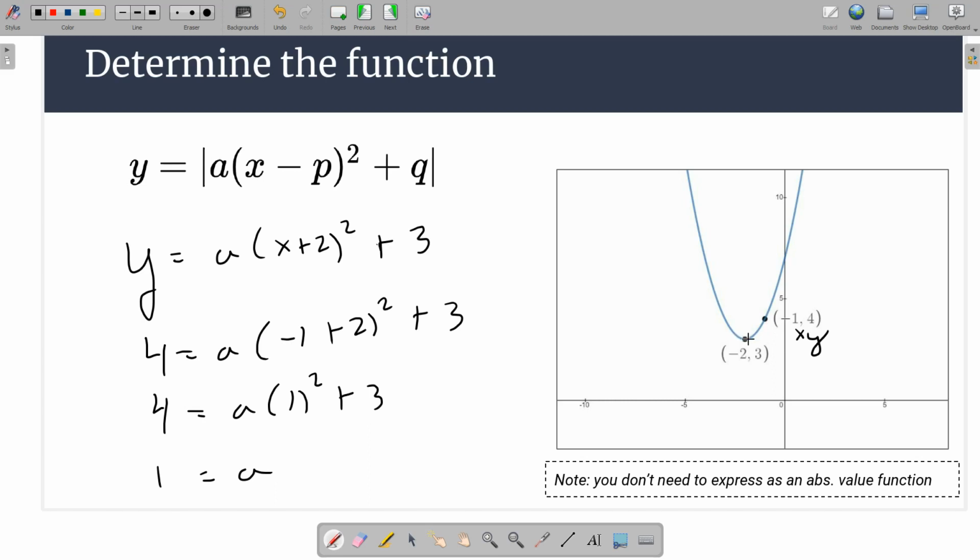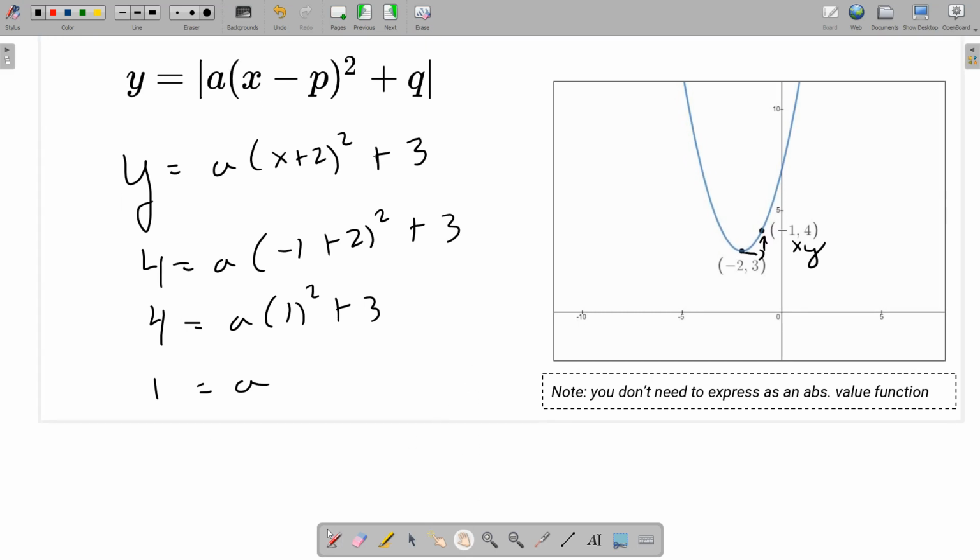And I probably could have seen that just by seeing, hey, they go over 1, up 1. Probably much an easier way to figure out my a. But I could literally just take this then. So y is equal to (x + 2) squared plus 3, and just plop absolute value signs around it.